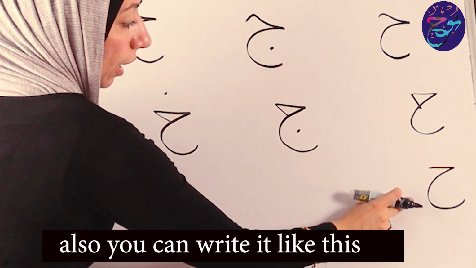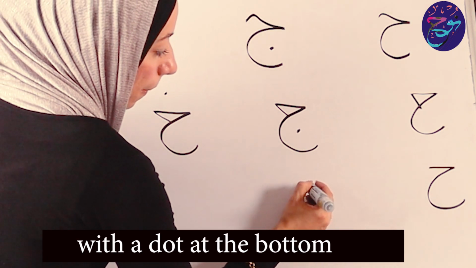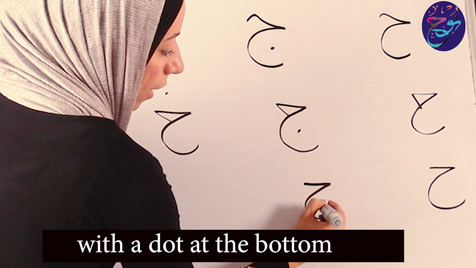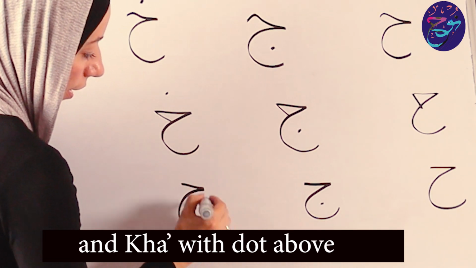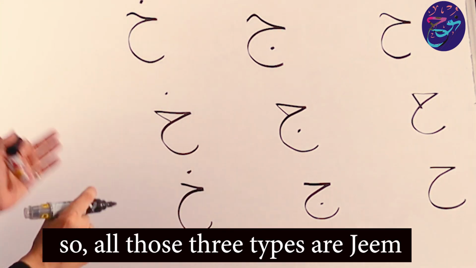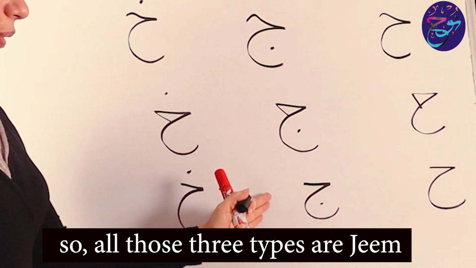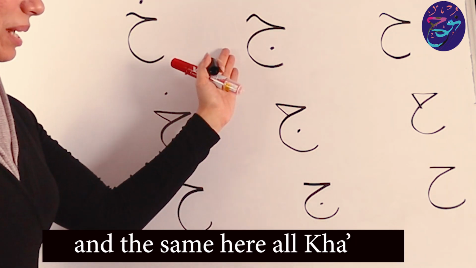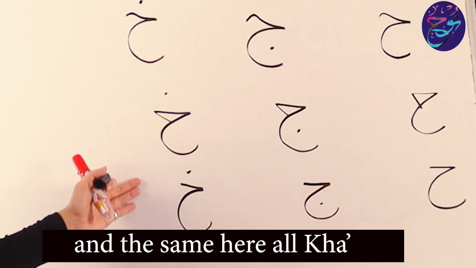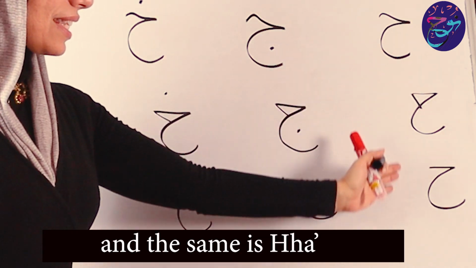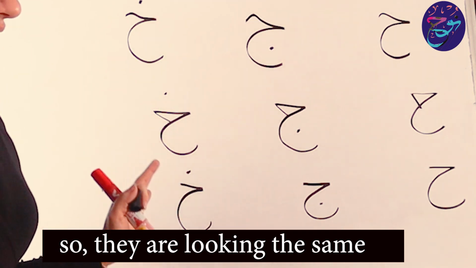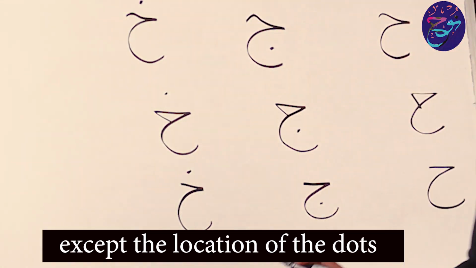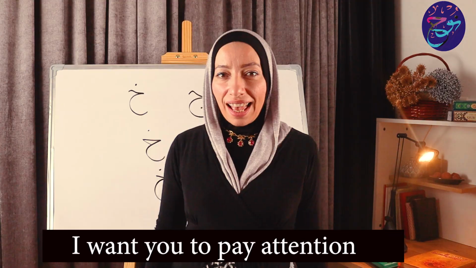Also, you can write it like this, with the dot at the bottom, and this with the dot above. So all of those three types are Jeem, and the same here is Kha, and the same is Ha. So they look the same except for the location of the dot.